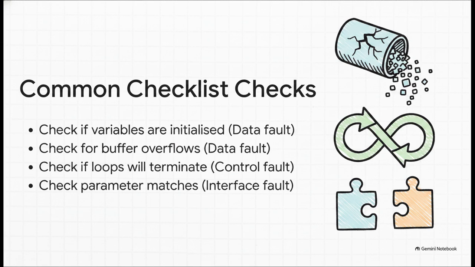To expand on these step by step, under data faults, you're actively checking things like, are variables left uninitialized before they're used? Or could this array cause a buffer overflow? Under control faults, you might read the logic of a loop and ask, is there any condition where this loop runs forever and just never terminates? Under interface faults, you're checking if the parameters being passed into a function actually match the types that the function is expecting. By using a checklist, the team doesn't have to rely purely on intuition. They have a solid, structured roadmap for finding common human errors.